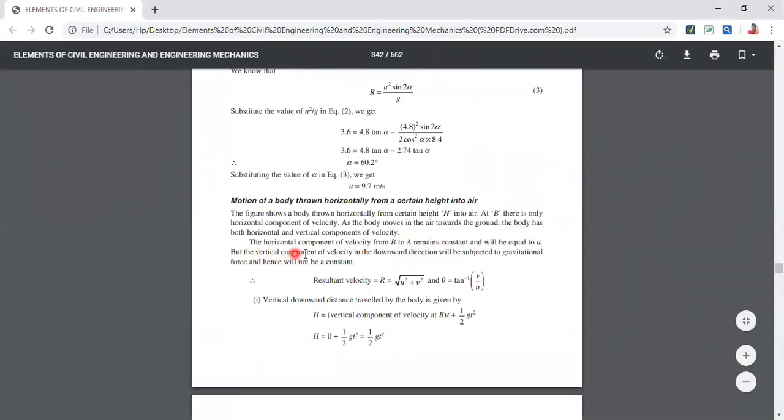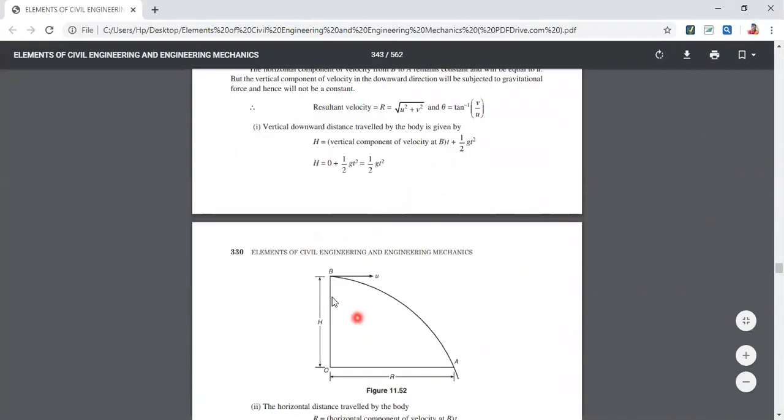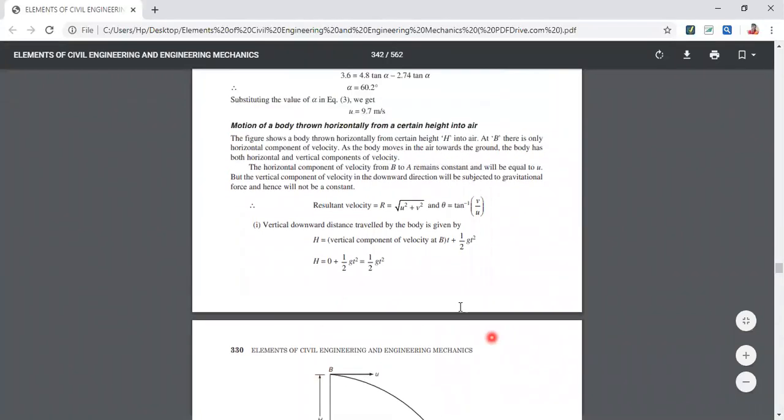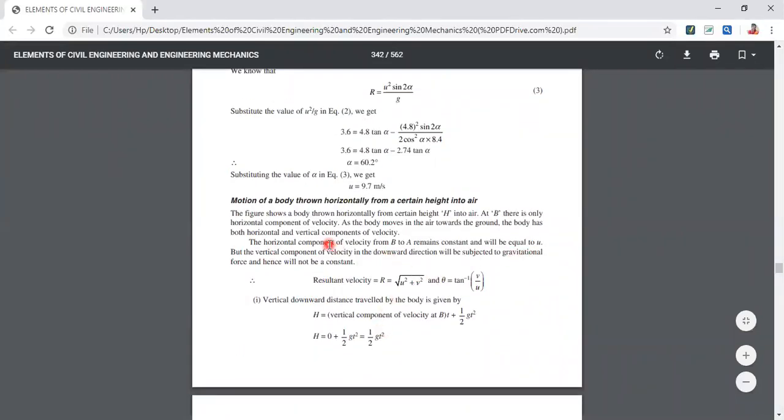The horizontal component of the velocity from B to A remains constant and will be equal to U. But the vertical component in the downward direction will be subjected to gravitation. So from B to A, horizontal will be constant, but vertical we will be accounting for the gravity.